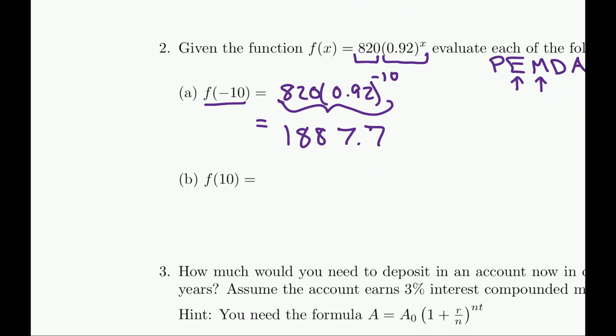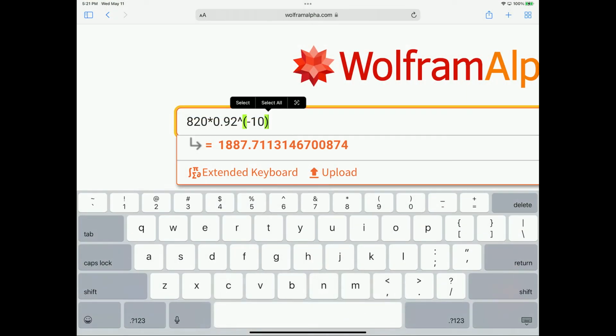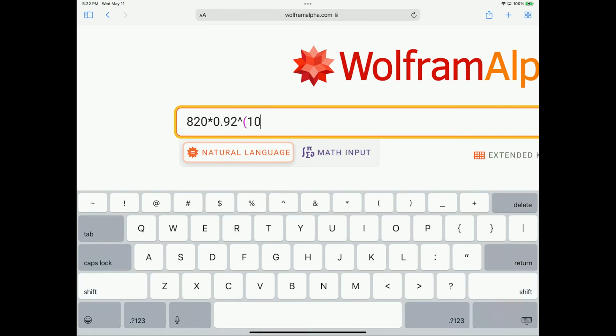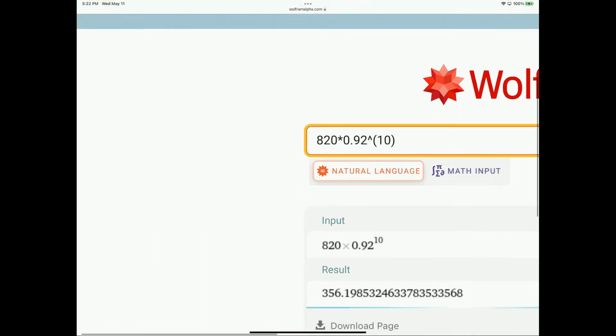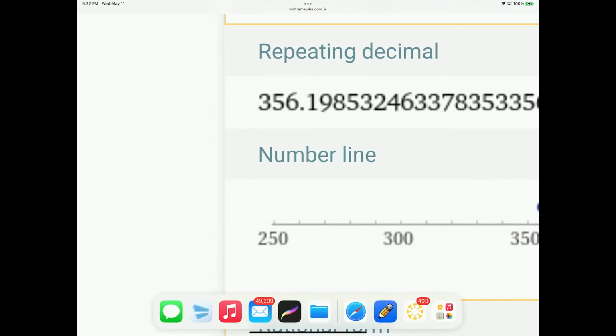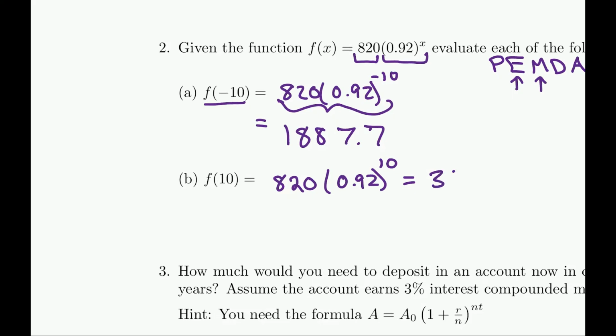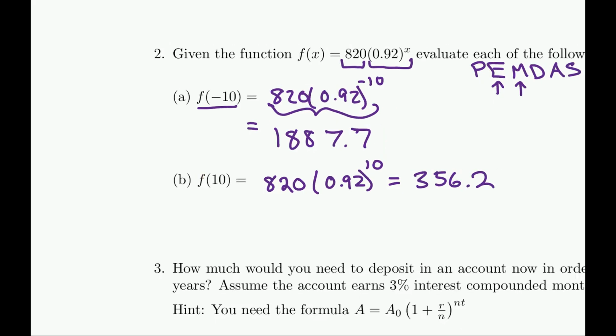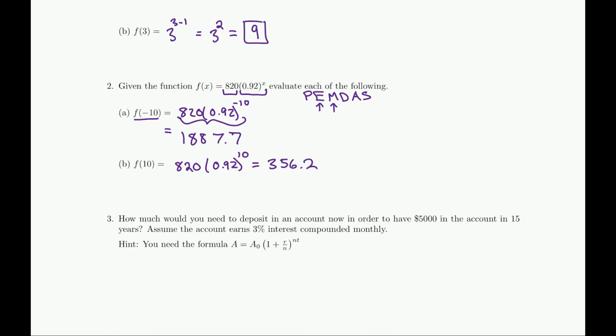So f of 10 is going to be the same way. We have 820 times 0.92 to the positive 10 this time. And we can just go right back over here. Oops, I clicked the wrong button. We can just go right back over here and change that exponent. So 356.2 if I round it. 356.2. Just like that. So, if you have a calculator, make sure you can type it in correctly.